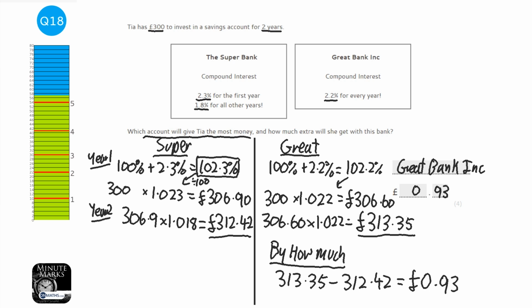And in this bit here, you could have done all of this just as one bit. You could have just written 300 times 1.022 times 1.022 or times 1.022 squared. That would be absolutely fine because you'll get the same answer.